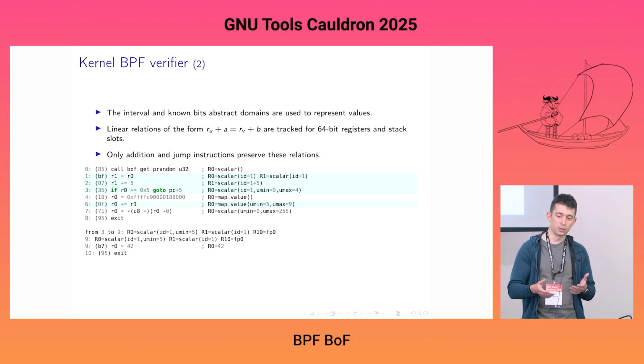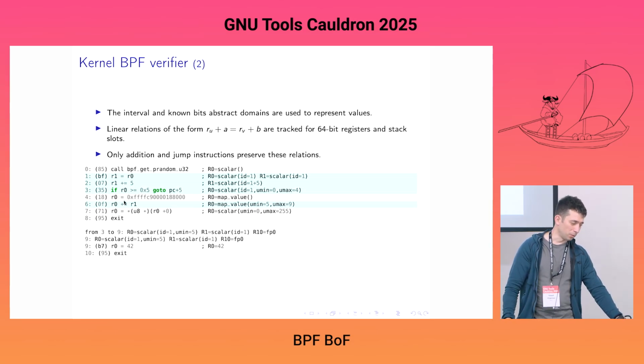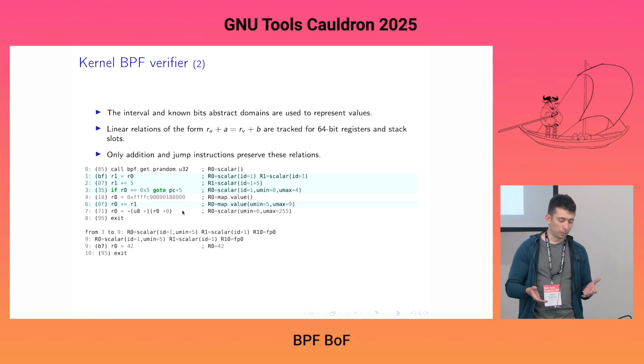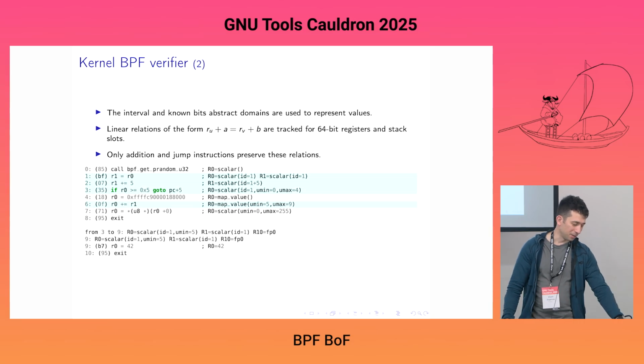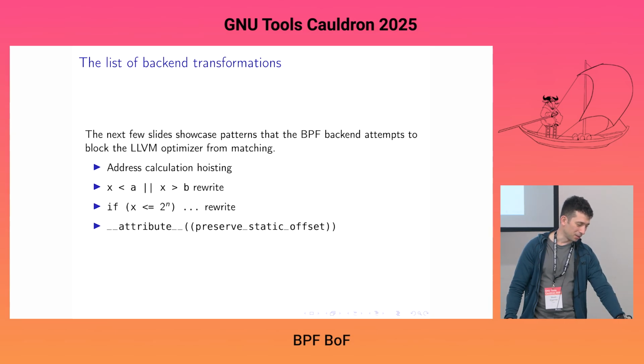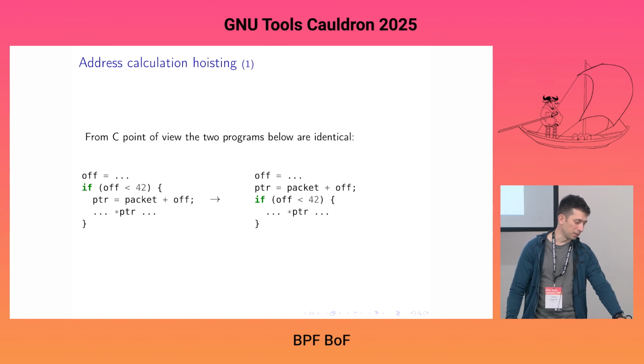At the moment, the verifier only tracks it for addition and jumps. On a jump, if it can infer an additional range, the jump tells it the new range that R0 takes on the false branch and on the true branch, and it propagates this range to R1 because of the link. If some other operations are performed on R0 or R1, this link is broken. And as it turns out, it's a problem for the kinds of optimizations Clang applies. So I will show four examples of this.